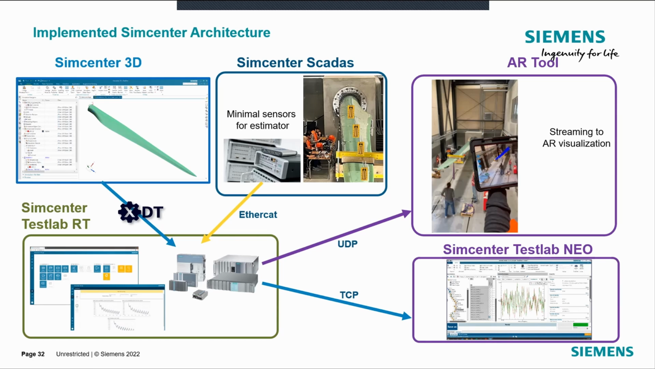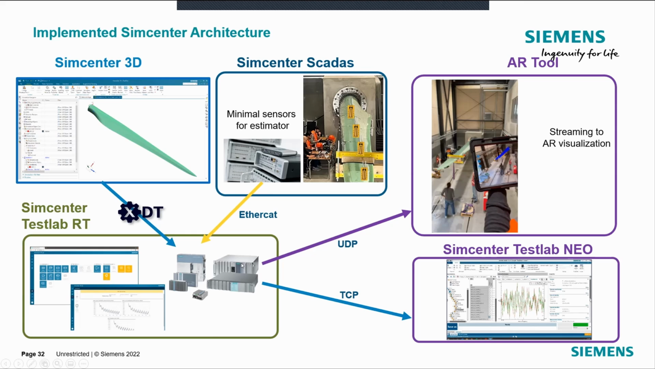Yeah, here it's a bit the scheme that we used. In the center you can see, at the bottom left block, the SimCenter Testlab RT, the real-time solution that we are providing, and this XDT, the executable digital twin, is sitting here. It is created through the simulation environment, the FE model, through SimCenter 3D, and then it's deployed on this platform. And then it's running real time together with the measurements.